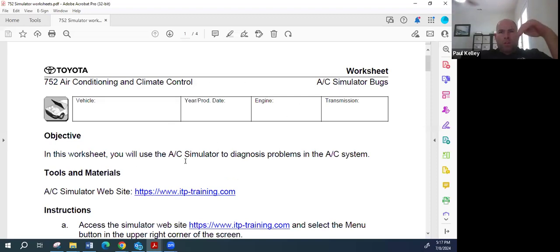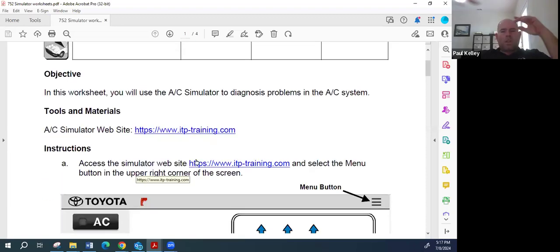Okay, so this is gonna be your actual work. So you're gonna download these worksheets. You don't need to print them though, but this is gonna give you all the details. And then it's gonna tell you go to this site, and you're gonna actually go to that site. So I'm gonna click that.